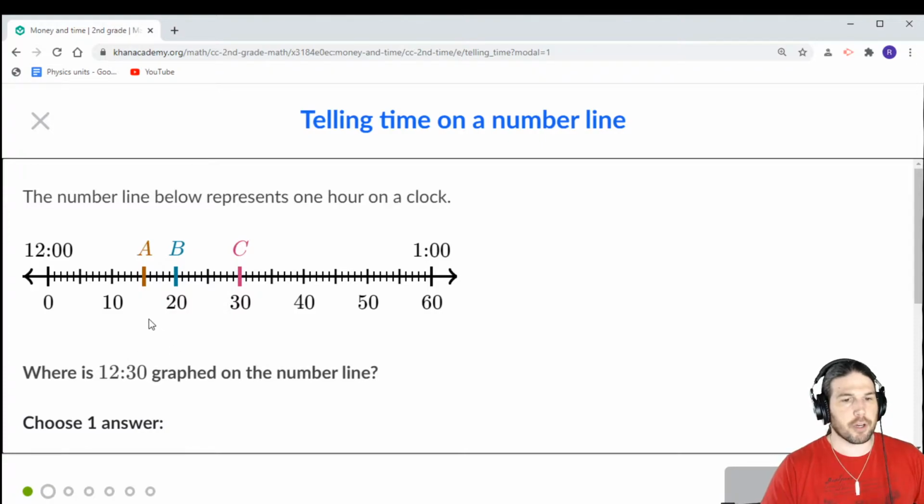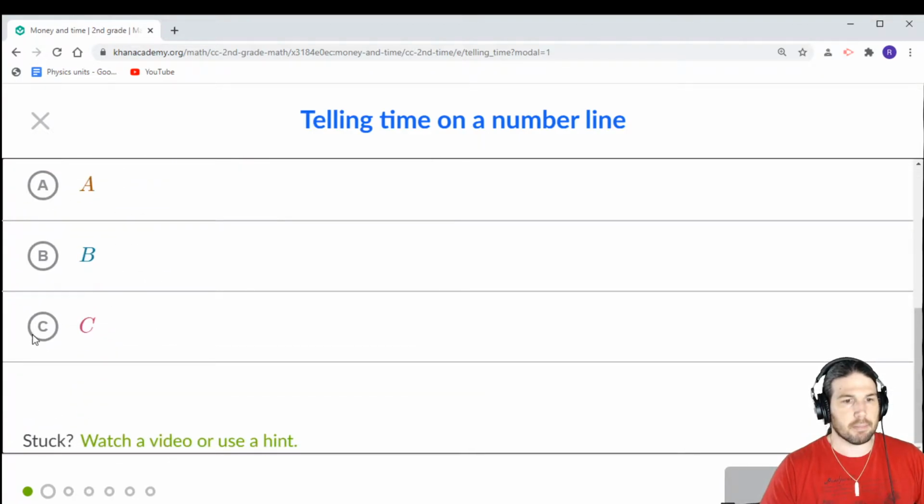So 12:30 is exactly in the middle of 12 and 1. So that's C.